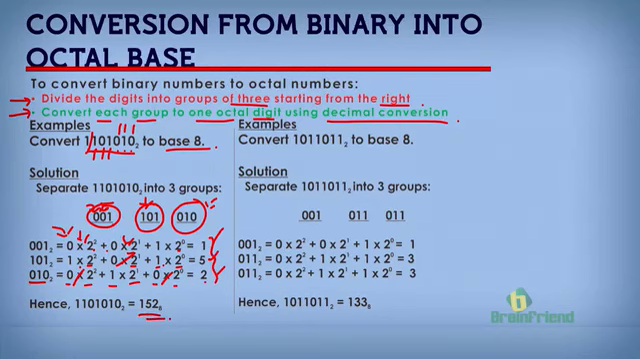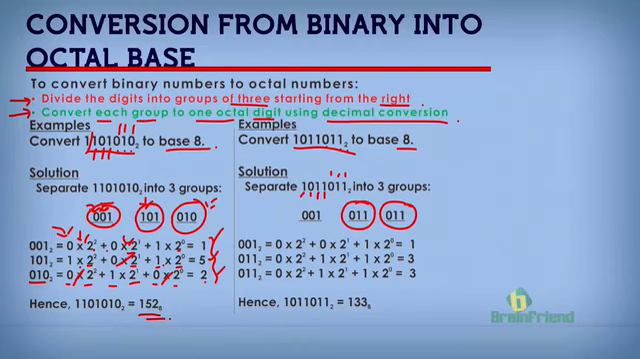Convert 1011012 base 2 to base 8. Again, we follow our two steps. Divide the digits into groups of 3, starting from the right. So let's do that. We have 1, 2, 3, which is our first 3 numbers. Next we have 1, 1, 0, the next 3 digits. And then we have 1 left.